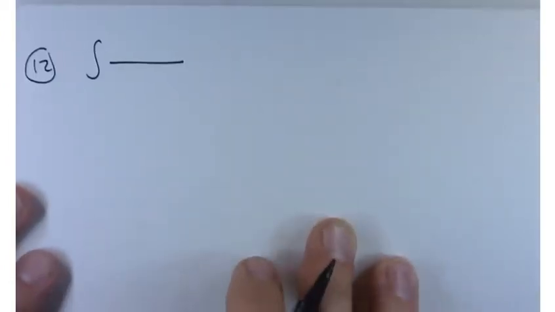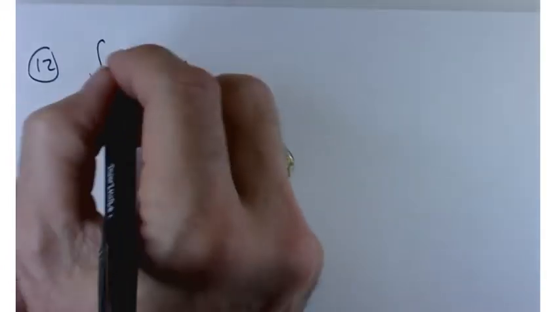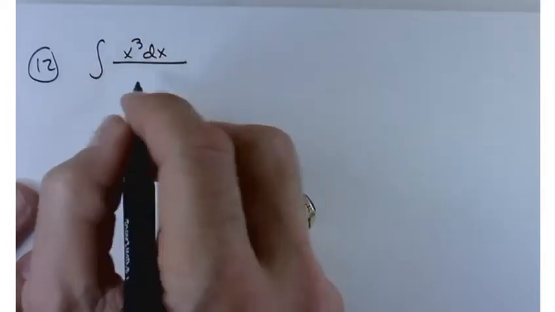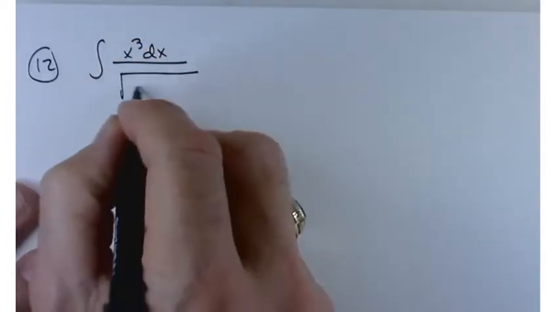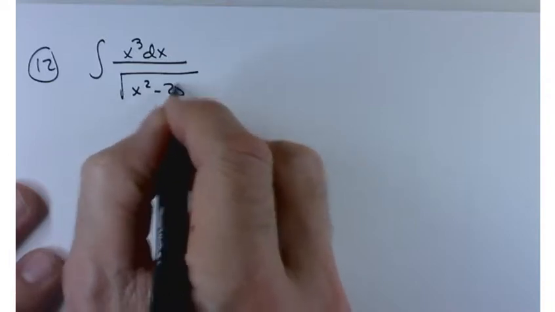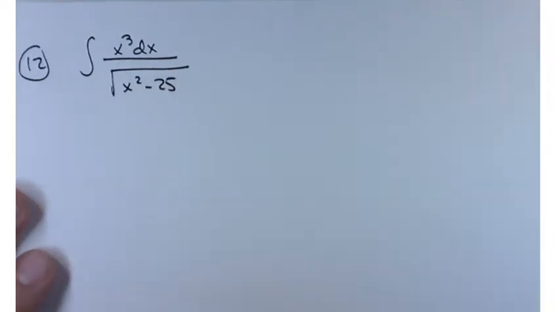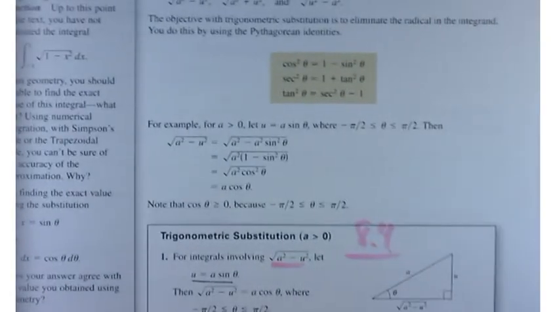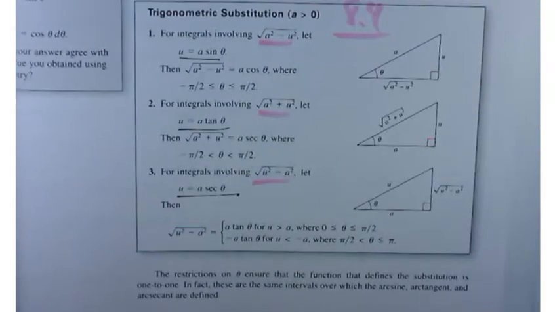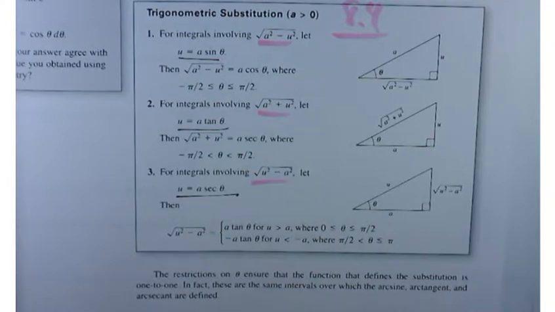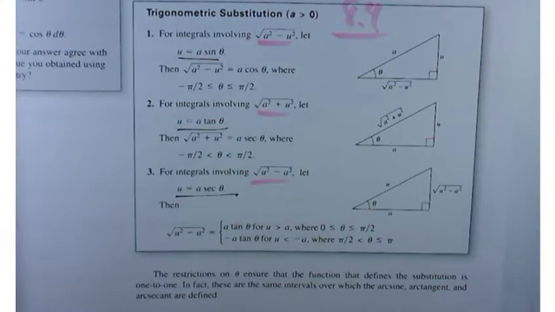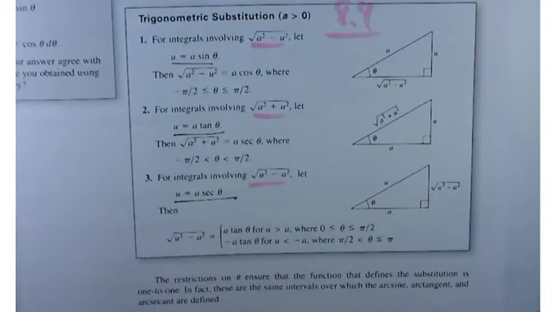The integral of x cubed dx over the square root of x squared minus 25. And I think that's it. Okay. Again, let's go back to all our various substitutions. Now, don't shout out the answer, but see if you can agree between you and your neighbor which substitution you should use. So what substitution should we use here?